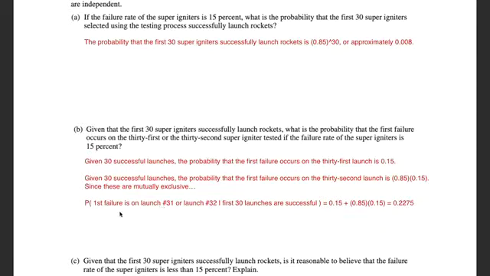So look, in the end then, I want the probability that the first failure is on launch number 31 or on launch number 32, given that the first 30 launches are successful. Because of that independence, the first failure being on launch number 31 is 0.15. The probability that the first failure is on launch number 32 is this probability right here, and I just took those two probabilities and added them together. This is an OR probability, so I can add because these are mutually exclusive of one another. There is no chance that the first failure is on launch number 31 and at the same time on launch number 32. That can't happen. These are mutually exclusive events, so this OR probability can be found just by adding these two probabilities together.